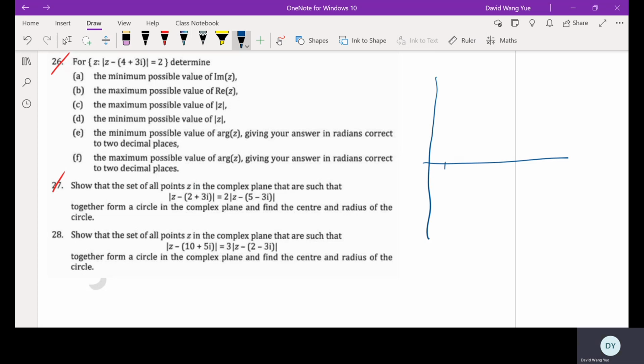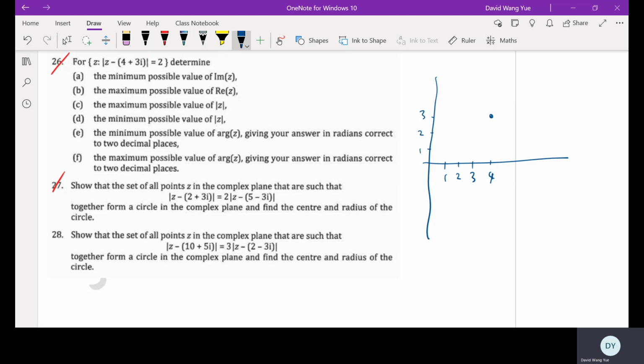So let me see, 1, 2, 3, 4. Then 1, 2, 3. 1, 2, 3, 4. Yeah, this is 1, 2, 3. Okay, so center at 4 + 3i, and then the radius is 2.